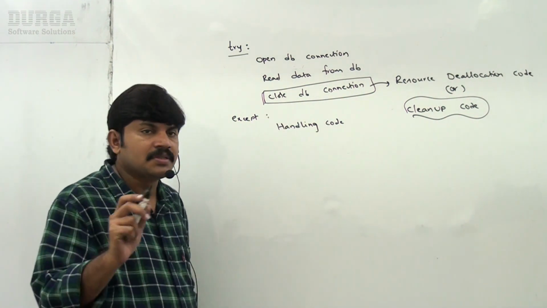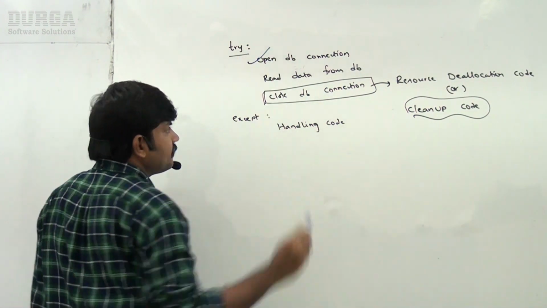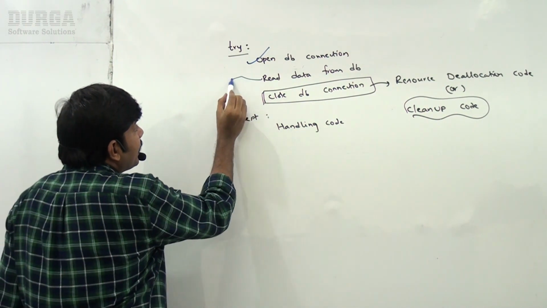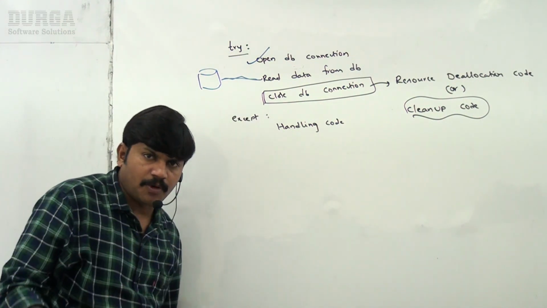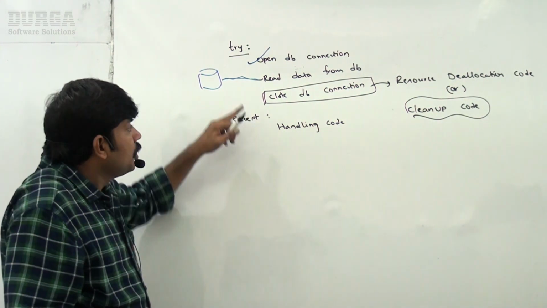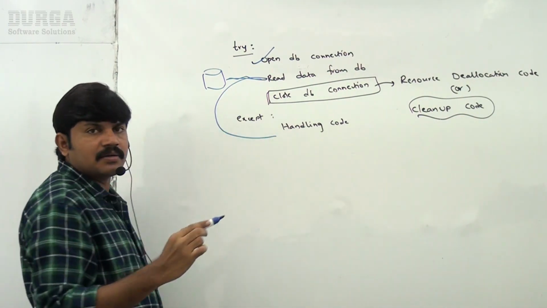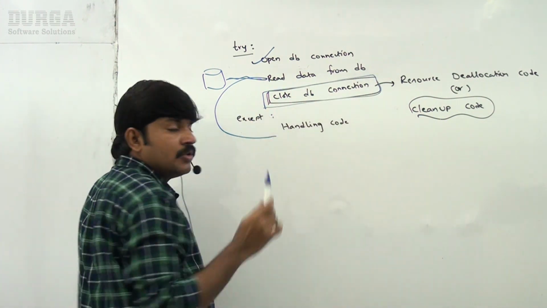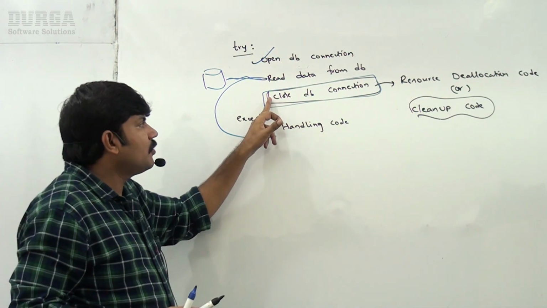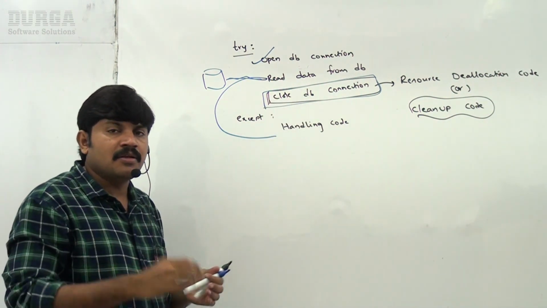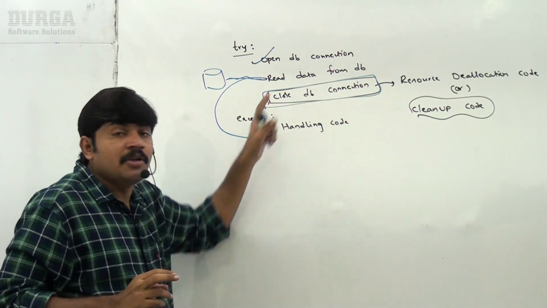Suppose, observe, I open the DB connection successfully. While reading data from the database, a problem came, some DB error came. If the DB error came, immediately the control will go to the except block without executing this one. So without executing this, the control goes to the except block, which means no one is going to close the DB connection. One database connection is going to be wasted. Correct or not? One DB connection is going to be wasted.